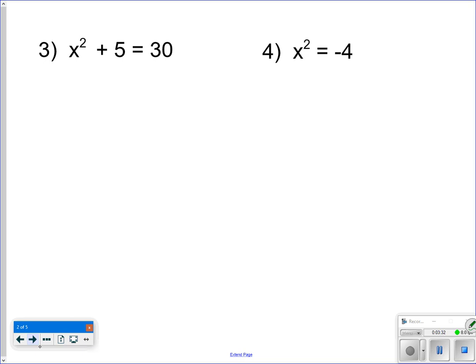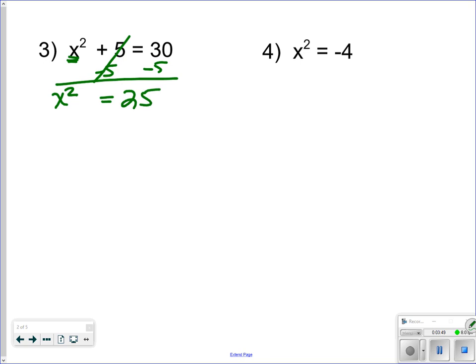X squared plus 5 equals 30. So the first thing we have to remember, again, we need that x squared to be by itself. We need to get this 5 moved to the other side. X squared equals, 5's cancel, 30 minus 5 is 25. Now we can go ahead and square root both sides. Cancel, x equals, right now, every time, plus and minus. And 25 is on your list. 25 comes from 5. So your two answers are plus and minus 5.